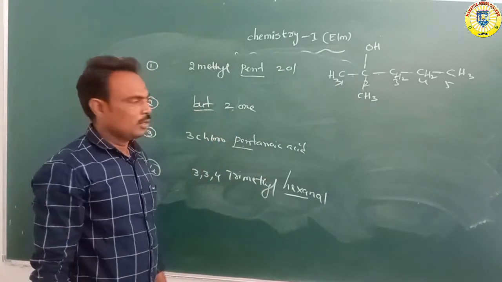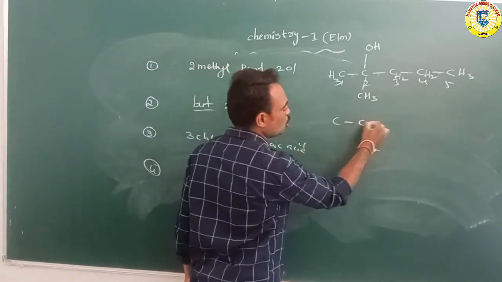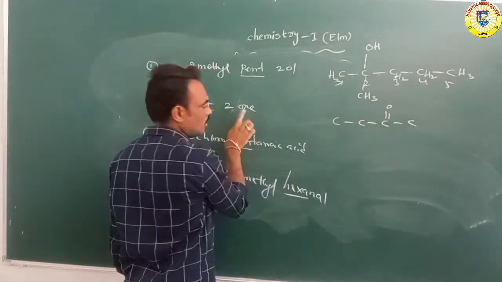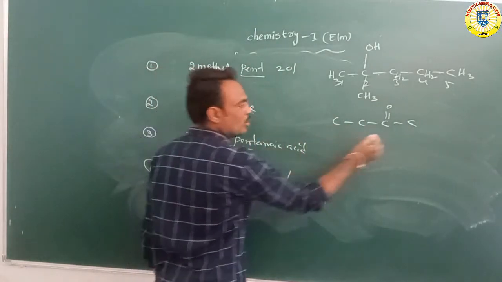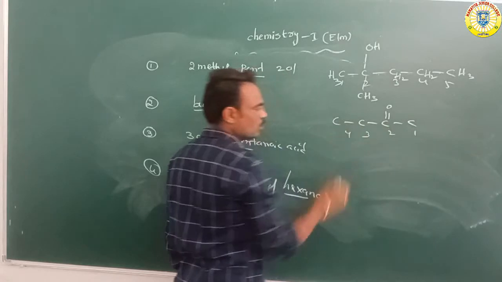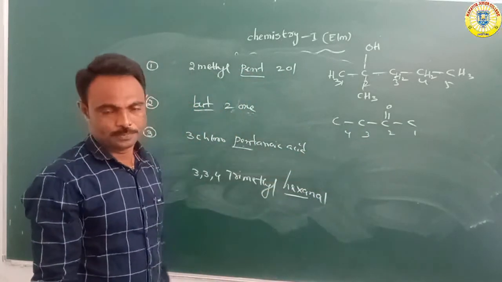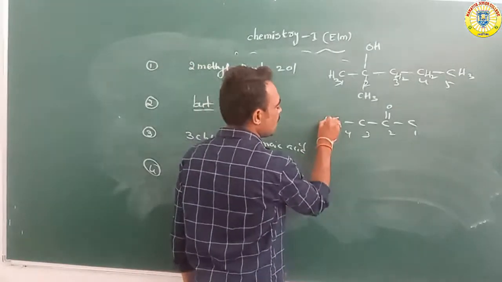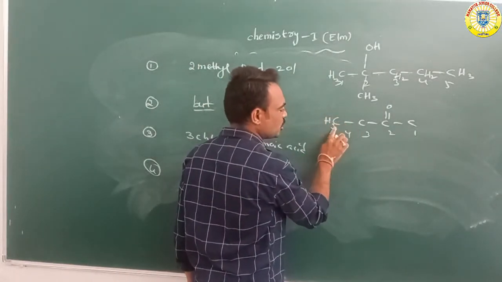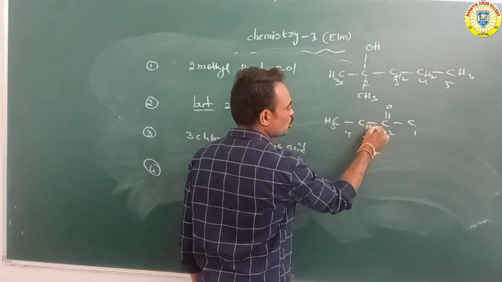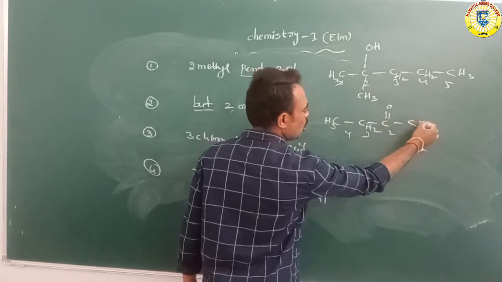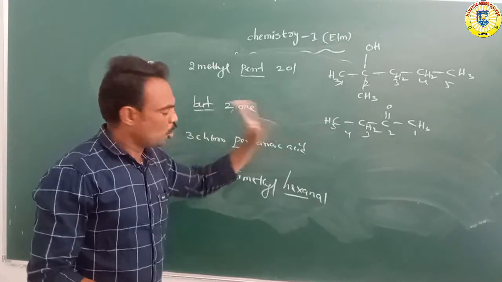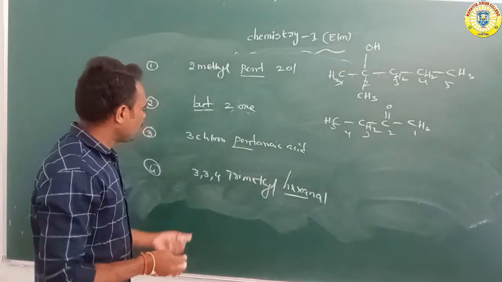Next, but 2-ol. So overall but: 1, 2, 3, 4. The second carbon is attached with C double bond O, ketone. Second carbon ketone. Next we arrange the hydrogens. Overall, only single bond, H3. Two bonds, H2. 1, 2, 3, 4. So H3. So that is but 2-one.